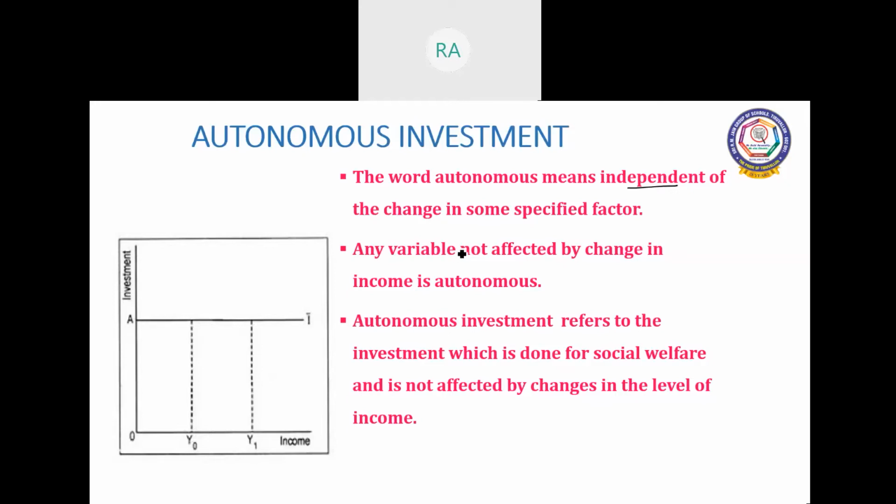Any variable not affected by change in income. Not affected, it means it is independent. Autonomous investment refers to the investment which is done for social welfare because this is generally made by government and is not affected by changes in the level of income. So their main motive is social welfare, and this is not related to income.